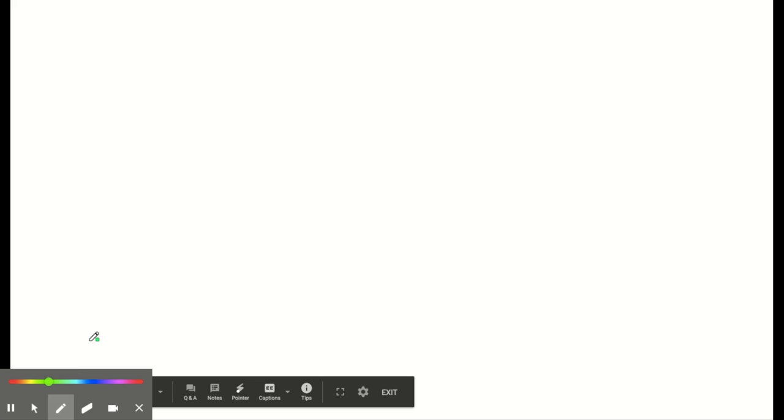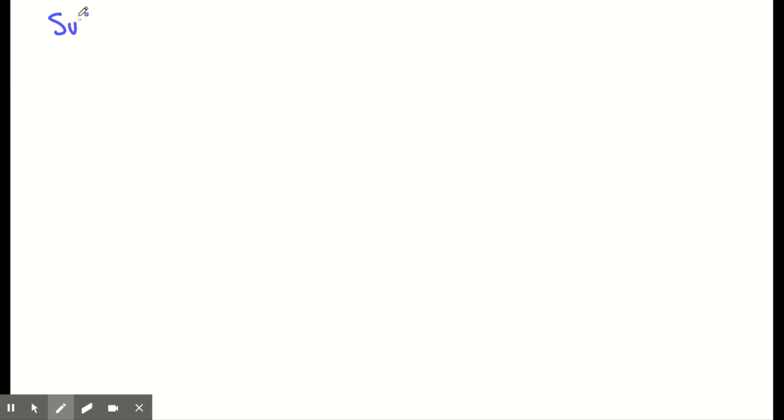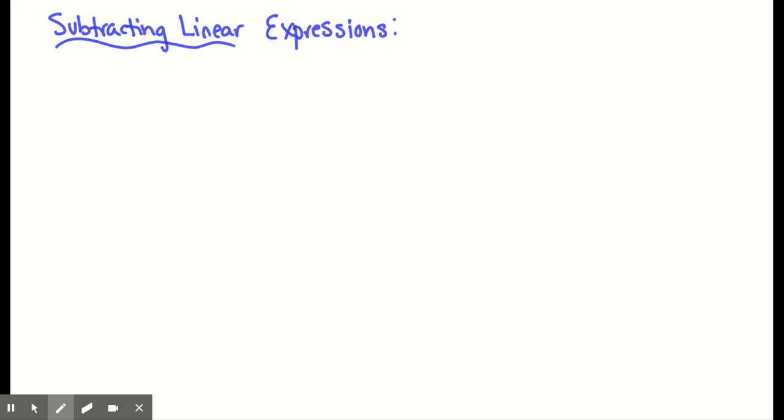In this lesson today, we are going to be talking about subtracting linear expressions. Okay, so what we're going to do is use what we learned about adding linear expressions to subtract linear expressions. And if you think about it, it's very similar to what we have been doing with integers since the beginning of the year.